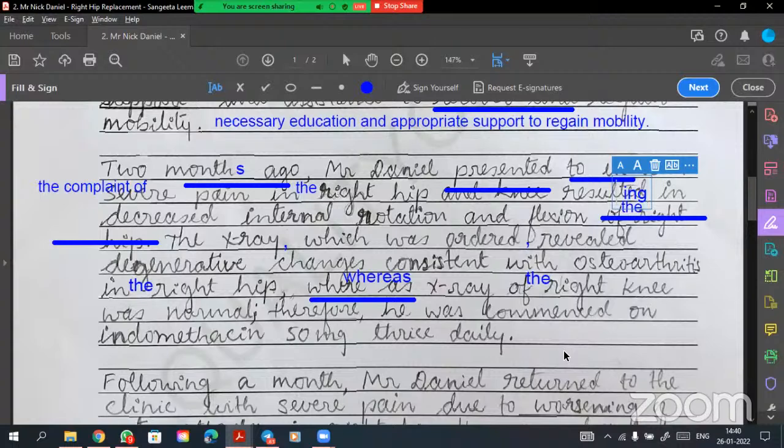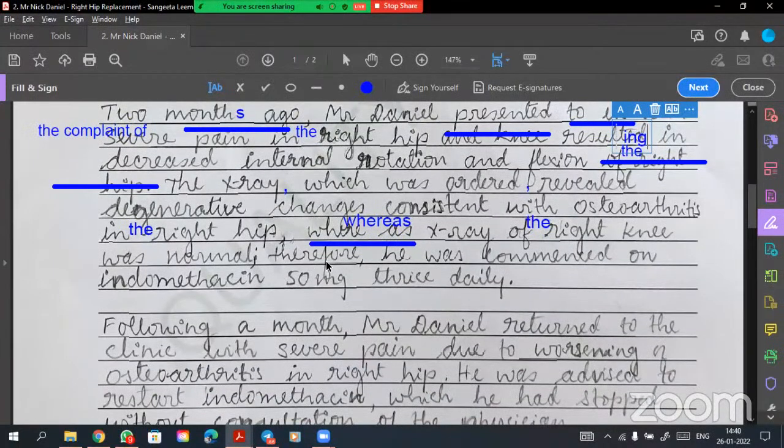Now you understand? Yes, sir. You got the point clear? Yeah. Avoided that right hip there. Okay. Right. X-ray of the right knee was normal. Therefore, he was commenced on. He only, not you, not the doctor. He only, we know that. And he is Mr. Nick Daniel only, nobody else. So why he again? So he was commenced on. Remove. Therefore, okay. Whereas X-ray of the right knee was normal.